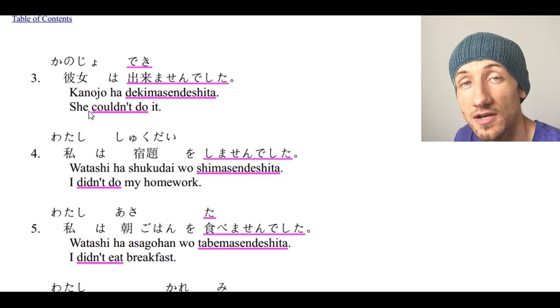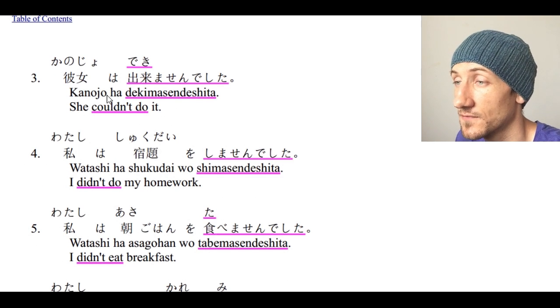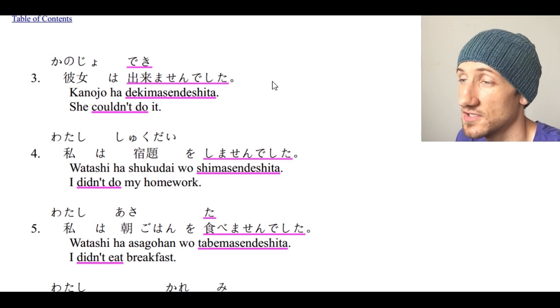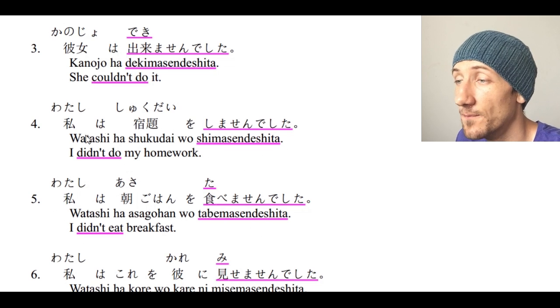Number three, 彼女はできませんでした。 She couldn't do it. できませんでした. Couldn't do.